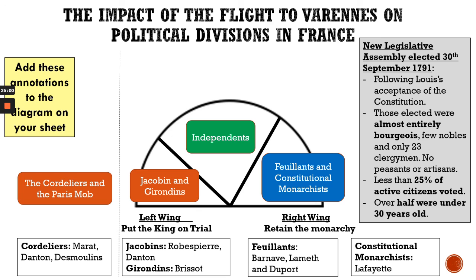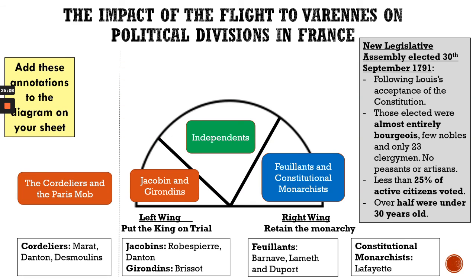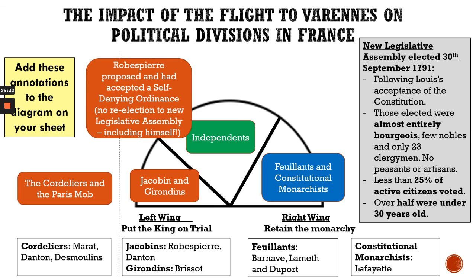Okay, so coming back to our diagram, we can add some more information on here. And we can say that, given the fact that the Jacobins were on the back foot now, they had ganged together with the Cordeliers to demand the removal of the king and the king be put on trial. You know, they had been in favour of this march on the Champ de Mars. In the light of the fact that this had failed and actually support was moving away from them, what Robespierre does is he proposes something called a self-denying ordinance.